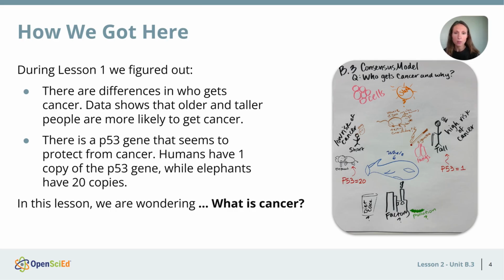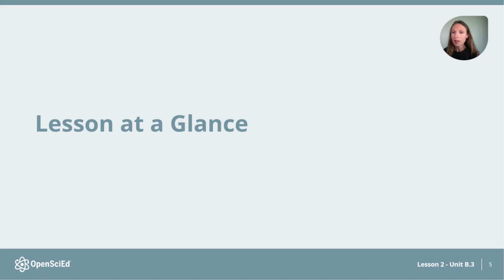At the end of Lesson 1, we conclude that there are many factors that influence who gets cancer, including where people live, their age, and their height. This motivates us to figure out why they get cancer. But first, we have to understand what cancer even is. So in this lesson, we are wondering, what is cancer? Now let's dig into Lesson 2.